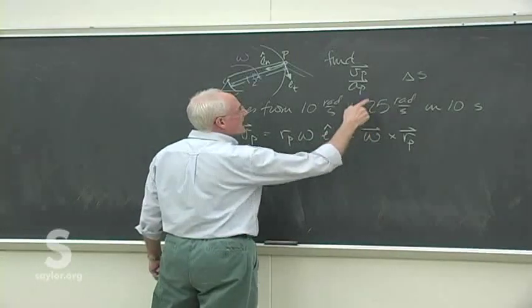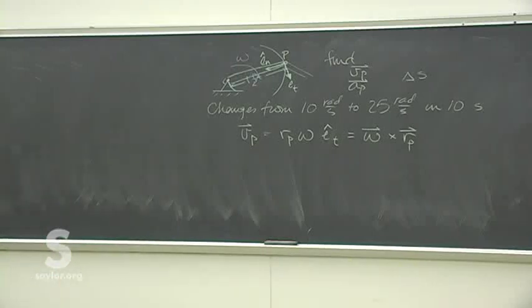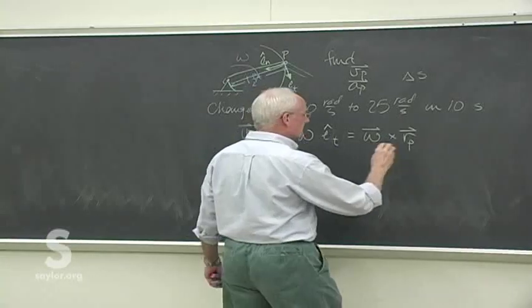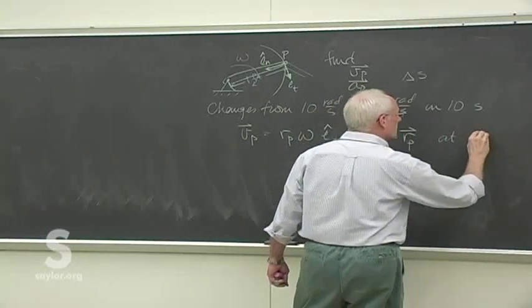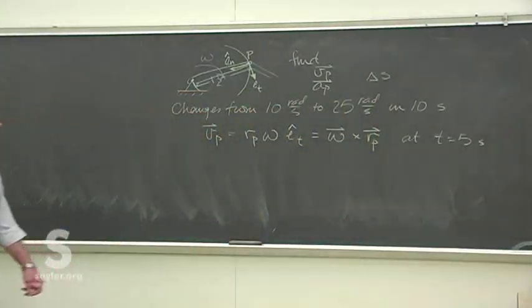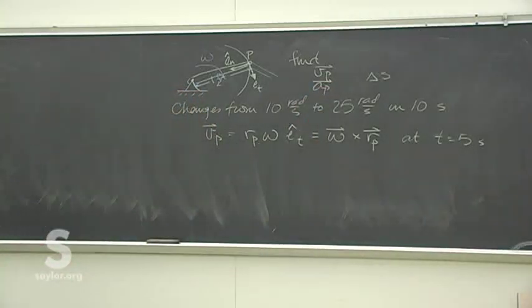All right, with changing omega from 10 to 25, we can't really work that number out. We could pick it at a particular time, but we're not going to bother with that. However, when we do the acceleration, we'll also need a particular time, so we might as well pick one. And so let's say at 5 seconds, what is then the velocity of that point, and then also use that same time to find the acceleration of those points too.